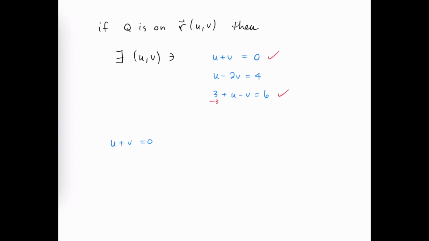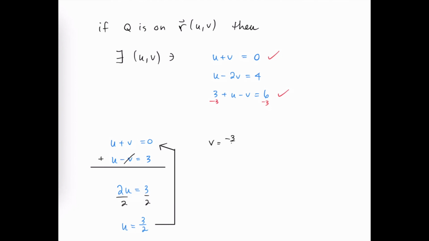After subtracting 3 from both sides down here, we get u minus v is equal to +3. We use elimination again, add these two together to see that the v's cancel out, and we end up with 2u is equal to 3. Solving for u, we get u is 3/2. We can take that back up into either one of these first two equations. We'll go with the top one to see that if u is 3/2, then v must be equal to -3/2.